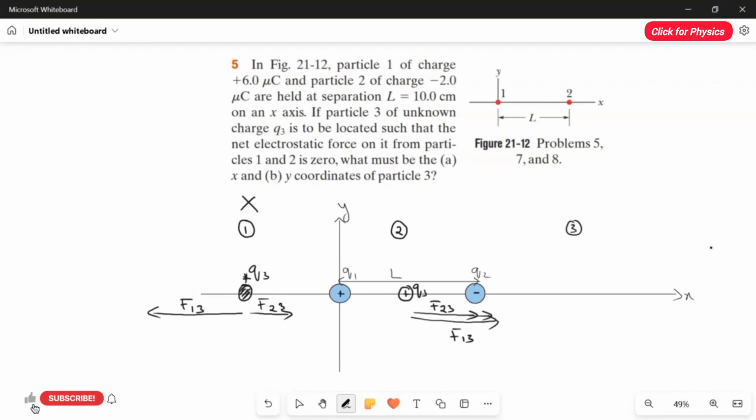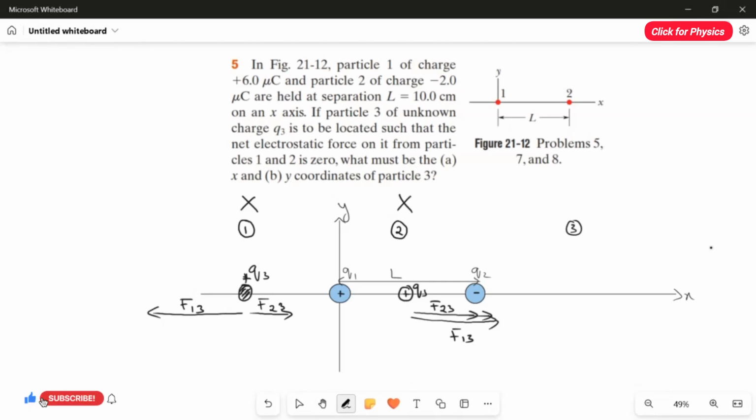So the electrostatic force of the first charge on the third and the second charge on the third is not 0, right? Because if you want to get 0, the arrows should be opposite to each other with the same magnitude. That means the same length. But here, when you place the third charge in the middle of the two charges, the two arrows are in the same direction. So that means this location is also not possible.